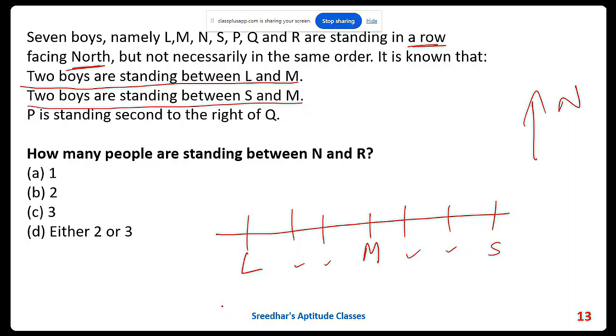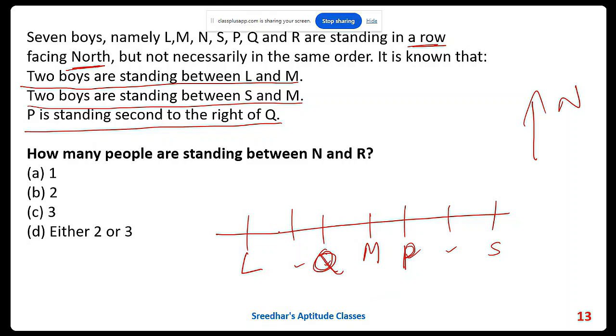Right? Next, P is standing second to the right of Q. If I have to arrange P second to the right of Q, then I have to take Q here, I have to take P here. Then only you will get P standing second to the right of Q. This is the only arrangement, right?